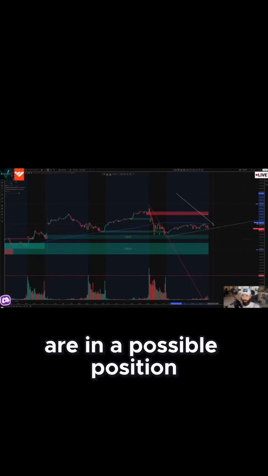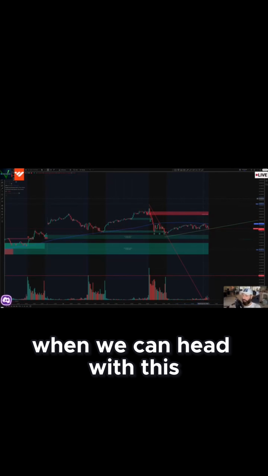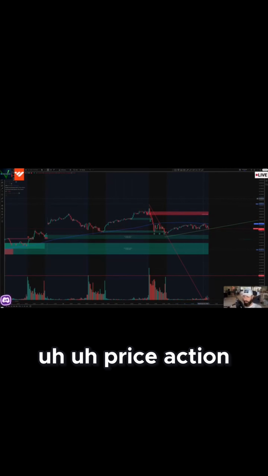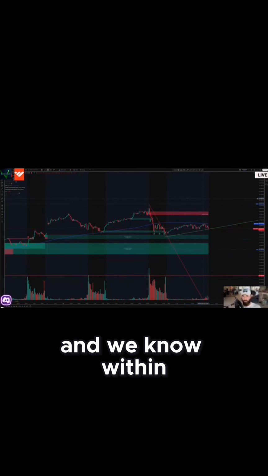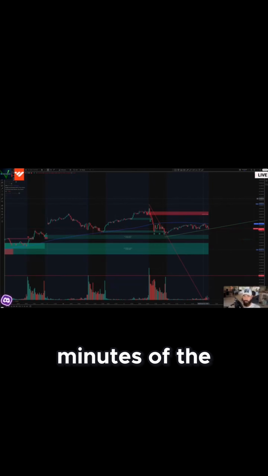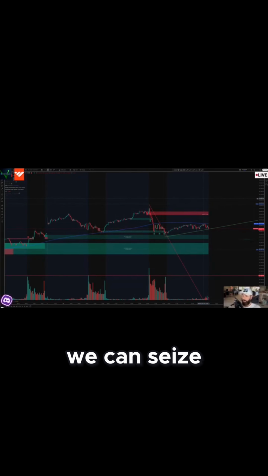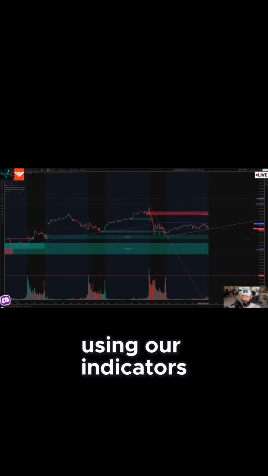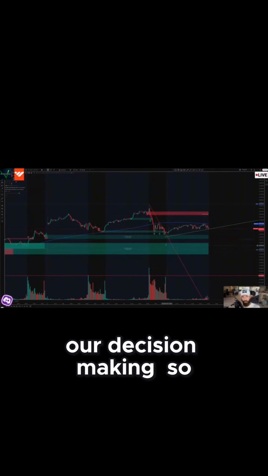so we are in a possible position to get to a long position, in order for us to understand where we can head with this price action. So if we know the total trend of the day is still an uptrend, and we know within the 15 minutes interval it changed, because we're in the 15 minutes interval, we already started the category of day trading. So within the day we can seize the opportunity right here using our indicators and supply and demands and the trend line to support our decision making.